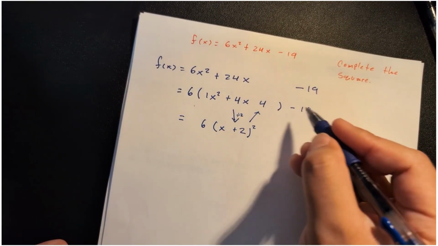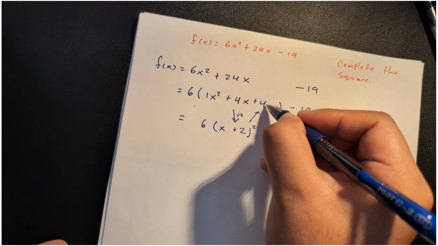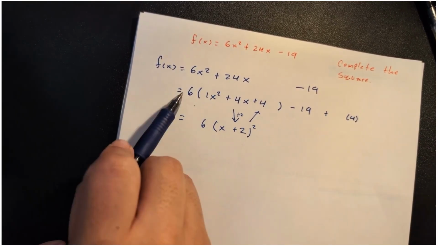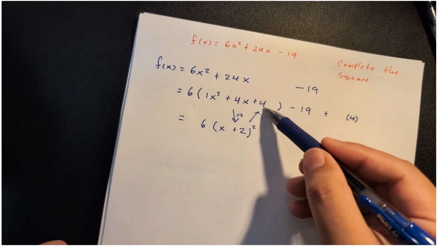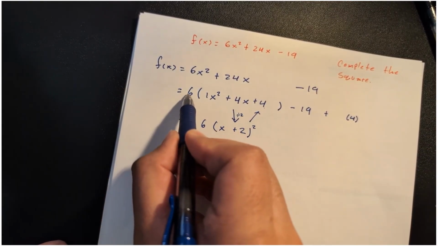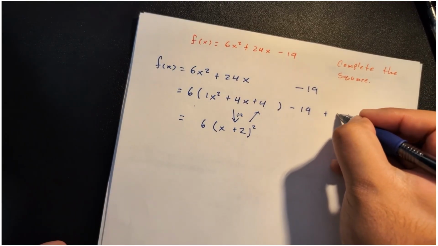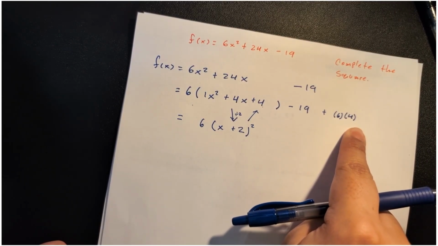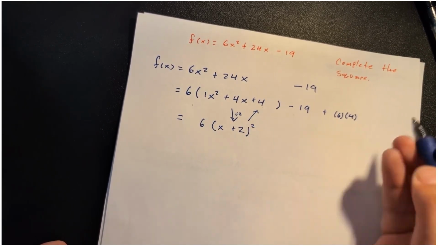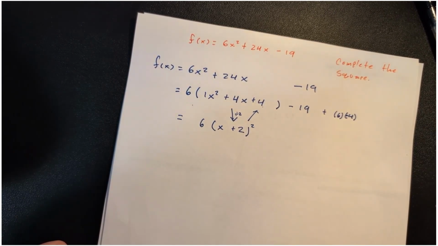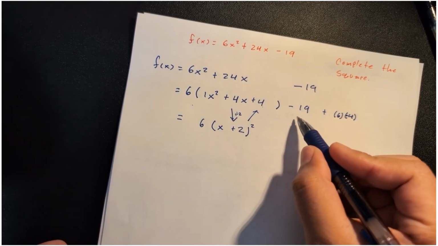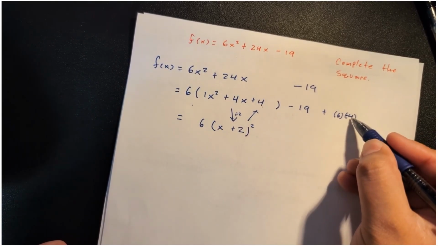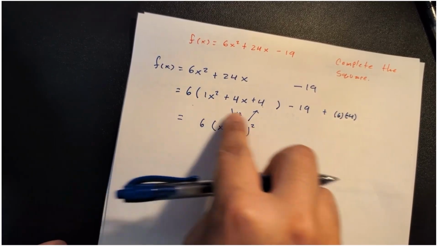Okay. Now, since I added positive 4 here, I need to subtract 4. But since we have the 6 in the front, we do not just subtract 4. We need to include a factor of 6 as well. So here, it would be 6 times 4. So this is positive 4, and this is going to be minus 4. So negative 19 plus 6 times negative 4, the opposite of positive 4. And this 6 is just whatever we factored out in the very beginning.